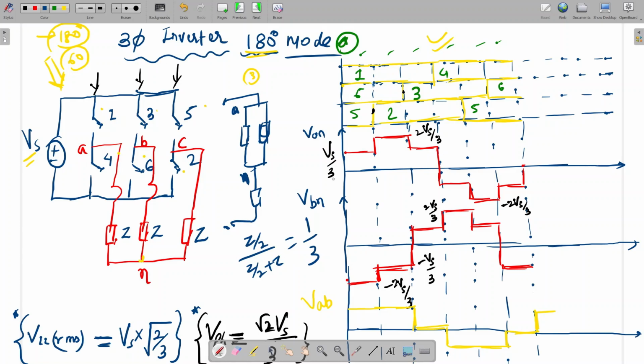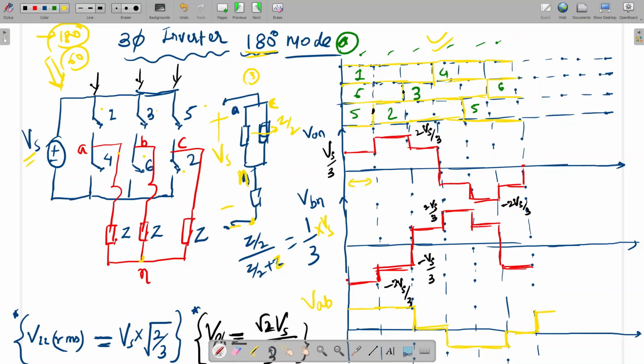Is it clear how? That's why Vs by 3 is there at the start of the first 60 degrees. I am just applying the voltage division rule. If 1 is conducting and 5 is conducting, it means the A and C points will be connected to plus VDC, and this is the neutral point. The B point will be connected to minus VDC. This is plus Vs minus. The two parallel impedances are equivalent to Z by 2. So VAN will be Z by 2 divided by Z by 2 plus Z, into Vs, which is Vs by 3. Is it clear?